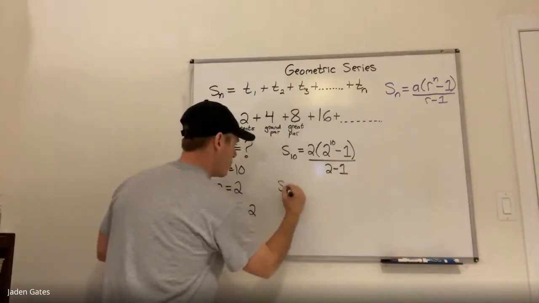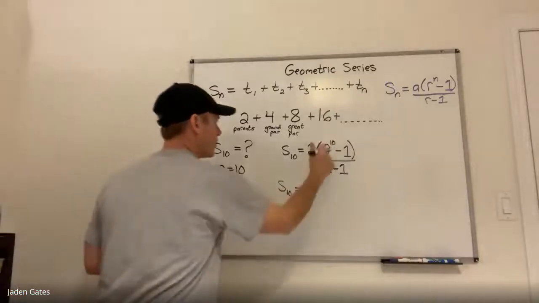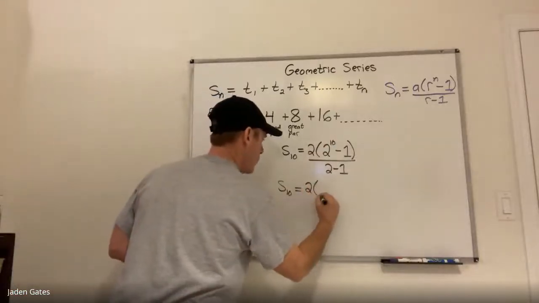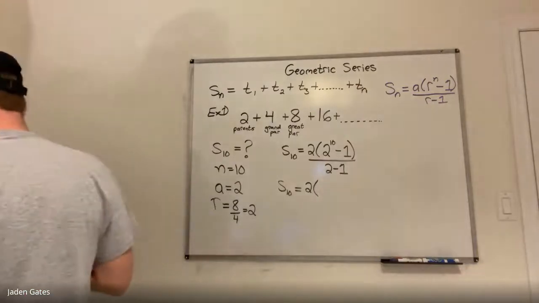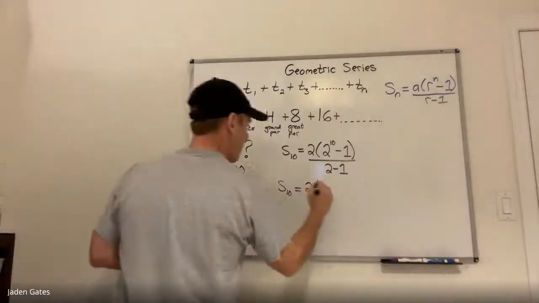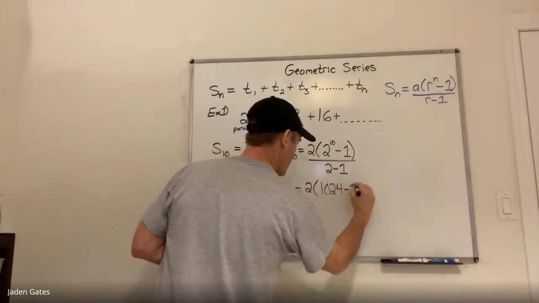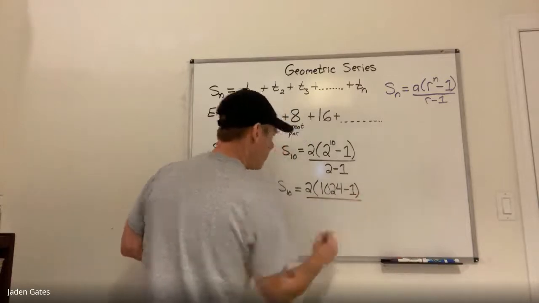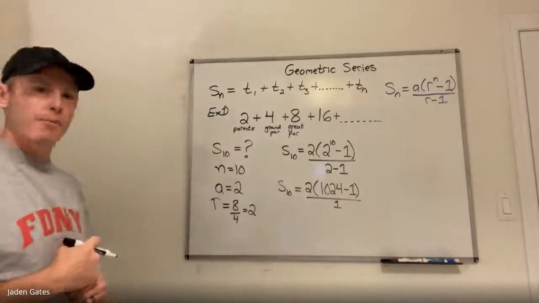All right, and so again, just following BEDMAS. I've got to go inside the brackets here. Got to do that exponent, 2 to the power of 10. Let me see here, calculator, that is 1,024. And of course, I've got this minus 1. Down the bottom, 2 minus 1 is 1, so it's not even really a fraction anymore.